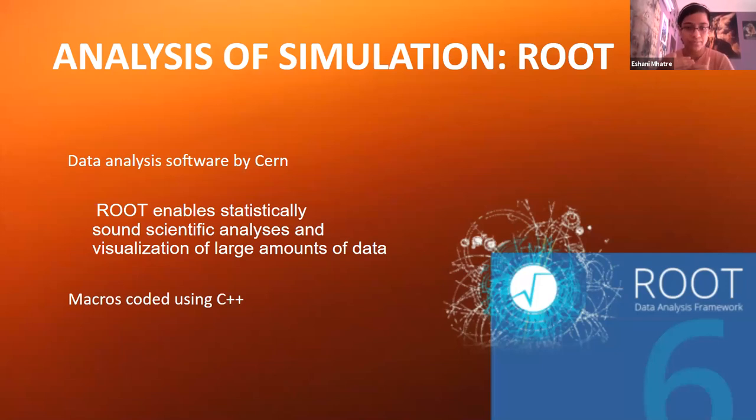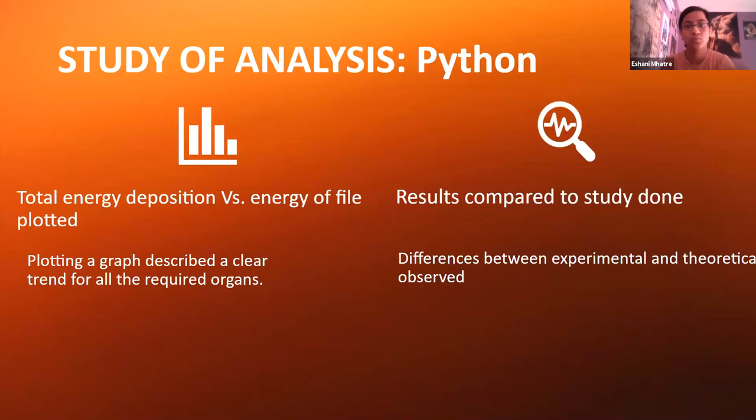So if there was a file that would say energy of 100 MeV having 250K runs, the macro would find the total energy deposition for whatever organ ID required. And then that value would be divided by the number of runs for that particular file. So in this case, they would have divided it by 250K, like 250,000. Once we did that, we understood that this project is the theoretical counterpart of the actual mission to Mars. And as with every other scientific project, there are bound to be some discrepancies between the practical and the theoretical.